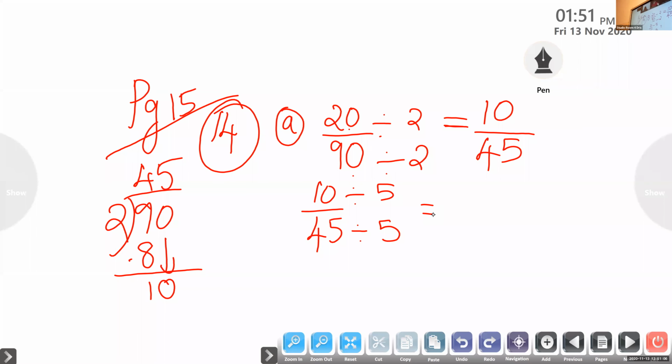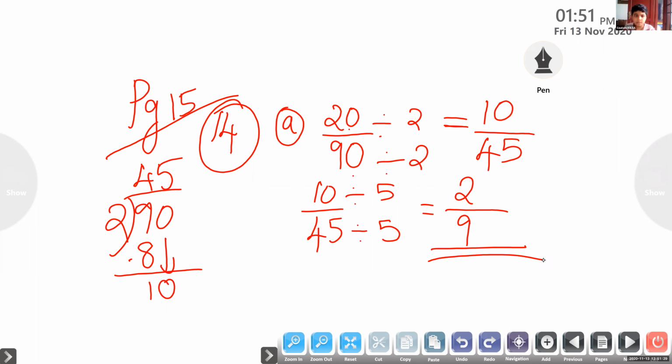Wait. All of you do it alone. 10 divided by 5: 5 times which number is 10? 5 2s are 10. 5 times which number is 45? 9. So children, what is the answer here? 2 by 9.